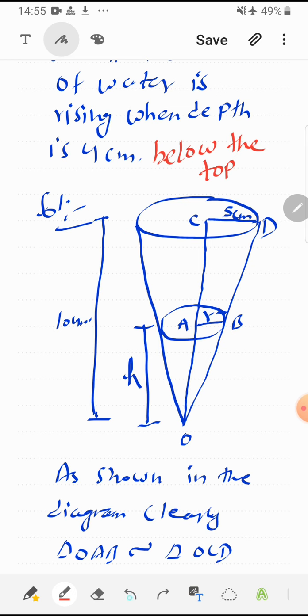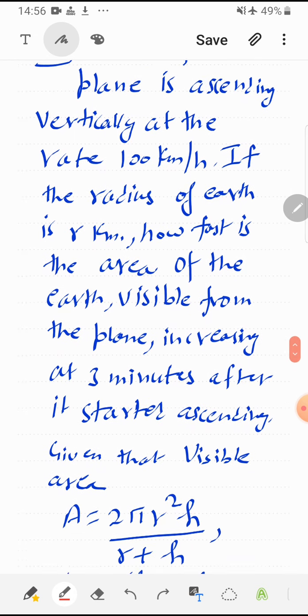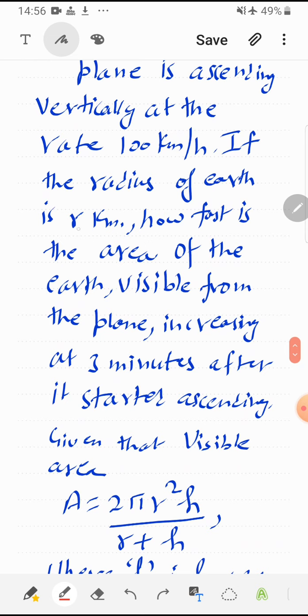So next question is again a very interesting question. An Air Force plane is ascending vertically at the rate of 100 km per hour. If the radius of earth is r kilometer, remember small r is given in the question, so we have to take this as it is and treat this r as constant, because radius of earth is constant. So how fast is the area of the earth visible from the plane increasing 3 minutes after it started ascending?